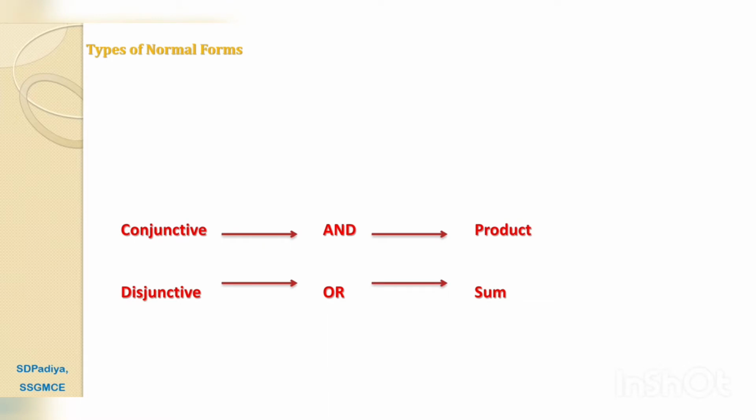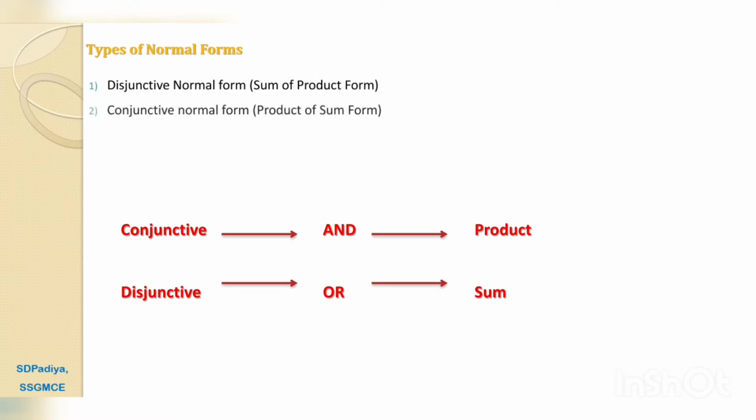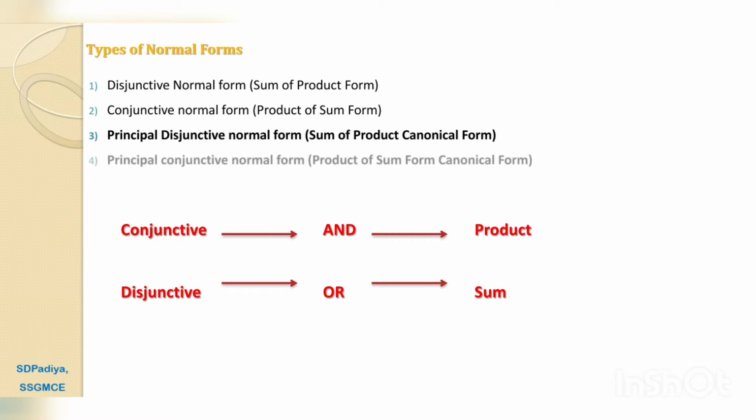In my previous video, I have already discussed the types of normal forms. The first normal form is disjunction normal form, that is also called the sum of product form. Second is conjunction normal form, also called the product of sum form. The third is principal disjunction normal form, also called the sum of product canonical form. And fourth is the principal conjunction normal form, also called the product of sum canonical form.